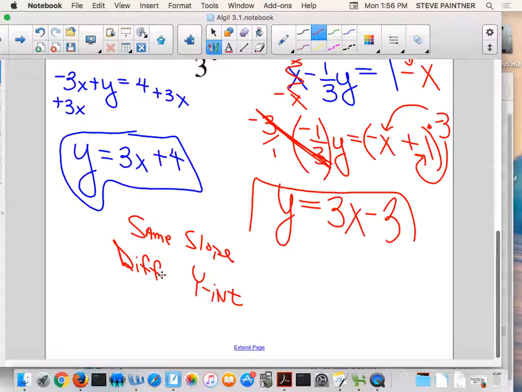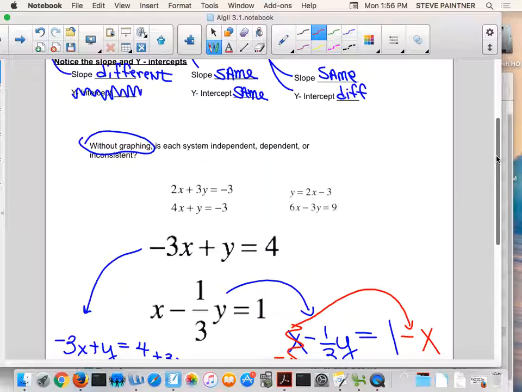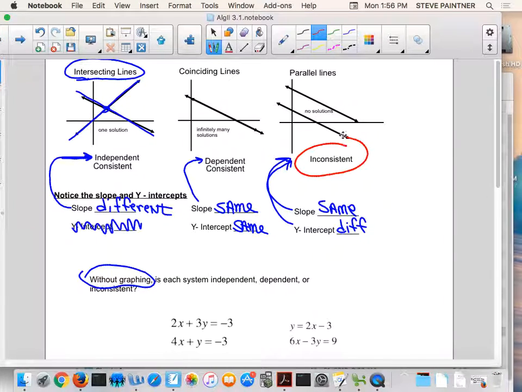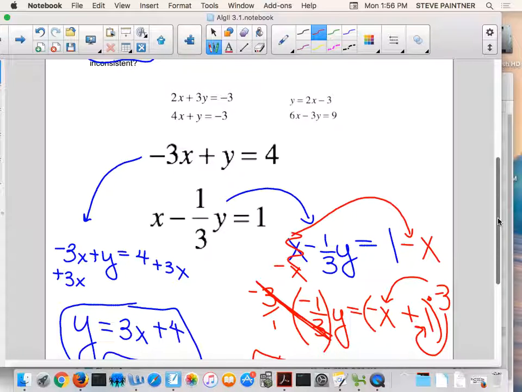So same slope, they're parallel. Are they touching everywhere? Or are they separated? They're separated. Why? The y-intercepts are different. So which system is it? Inconsistent, right. You have parallel lines, so it's inconsistent. So you should be writing inconsistent with this one, right?